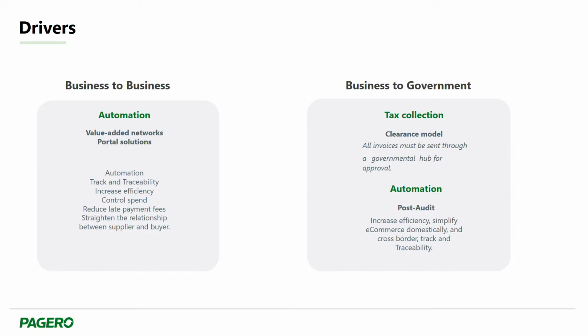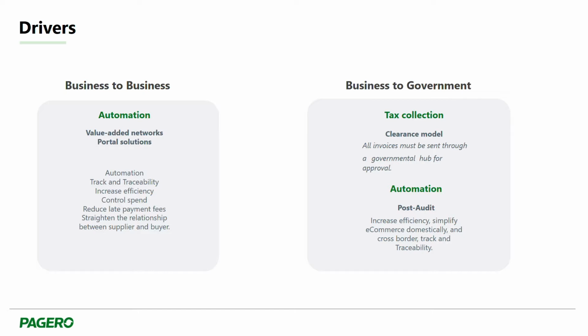That is not ideal. And if we look on the government side, they are driving this for two reasons. Again, to get back to the clearance model, where all invoices must be approved by the government and sent through a governmental hub. Ultimately, they would like to collect tax and make sure that companies pay their taxes. And the higher the VAT or tax gap, the bigger the chances are that the country will apply this model. And as mentioned, it's very common in South America.